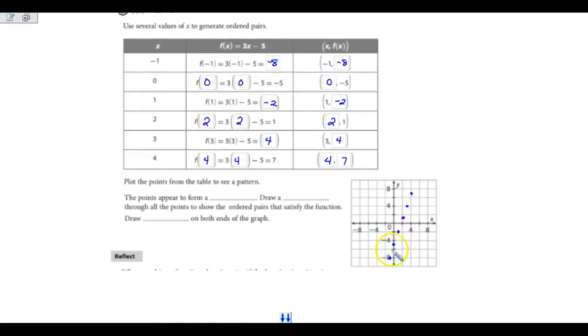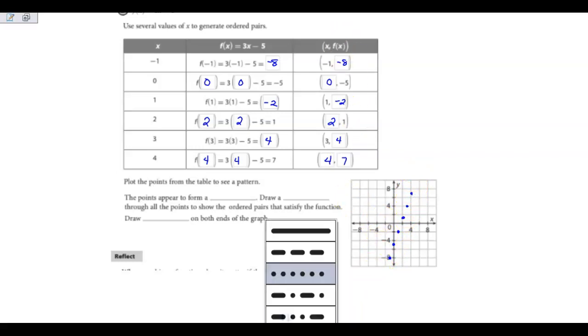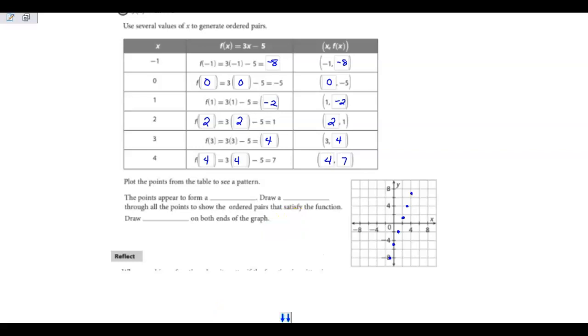So here I've plotted all those ordered pairs. And if I were to draw through them, let's get a solid line in blue. And we notice that it creates a straight line. So what I'm going to do now is to put arrowheads on the ends of them, and to represent that it's all real numbers.